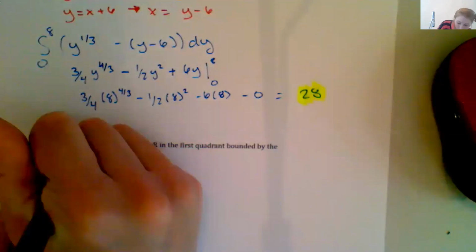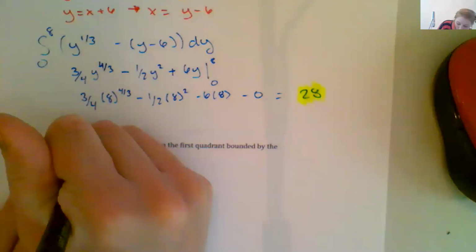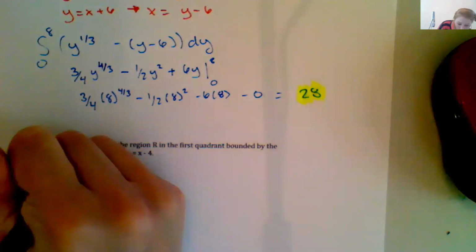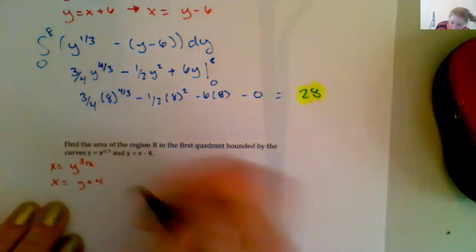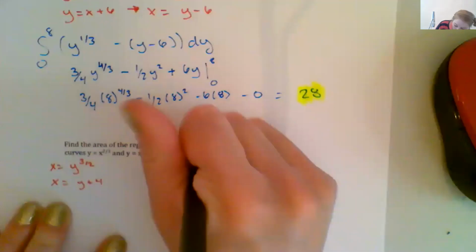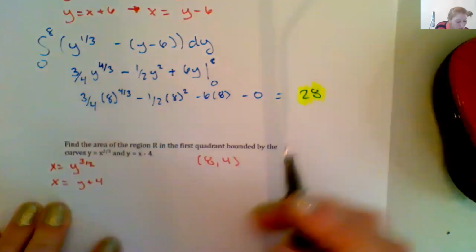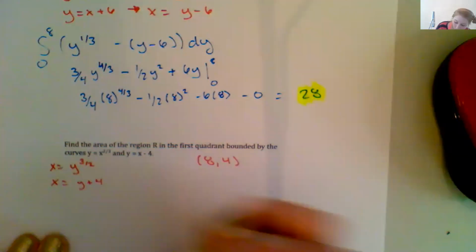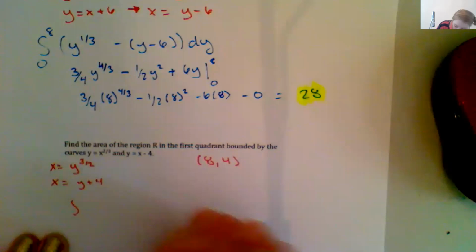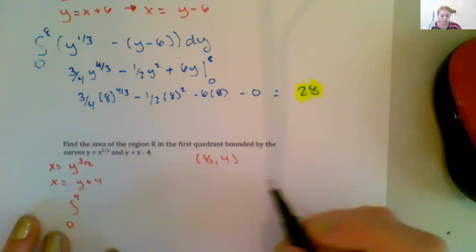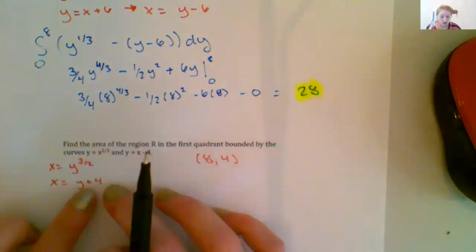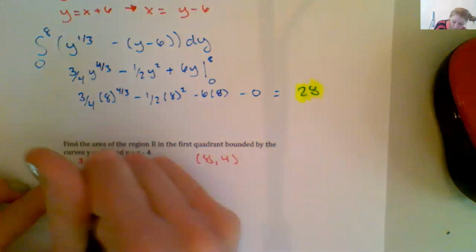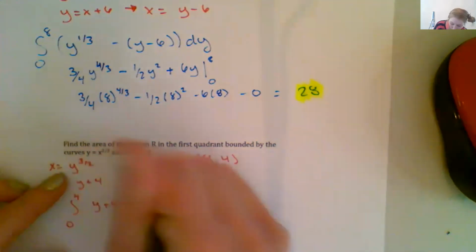you tried this one. So I got that x equals y to the 3/2. And then I also got that x equals y plus 4 when I solved these two equations. The intersection point that I found when I plugged in the original two into Desmos was (8, 4). Okay, and in this case, y plus 4 was the upper function. So I did y plus 4 minus y to the 3/2 dy.